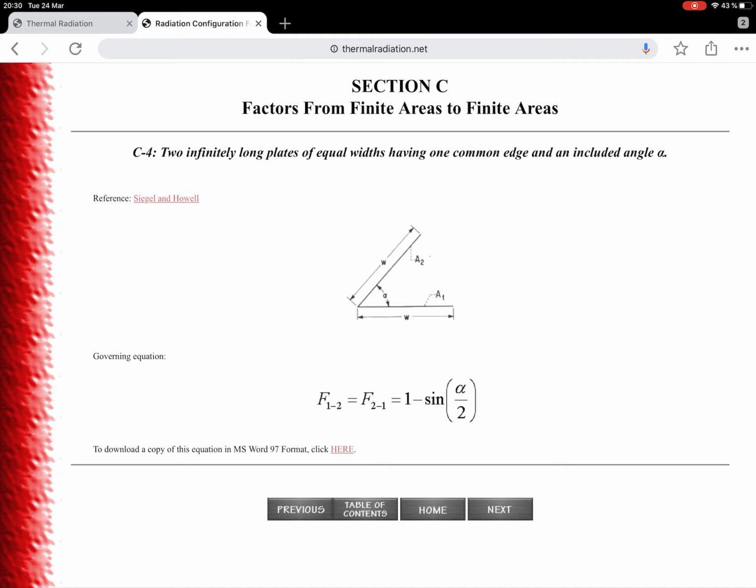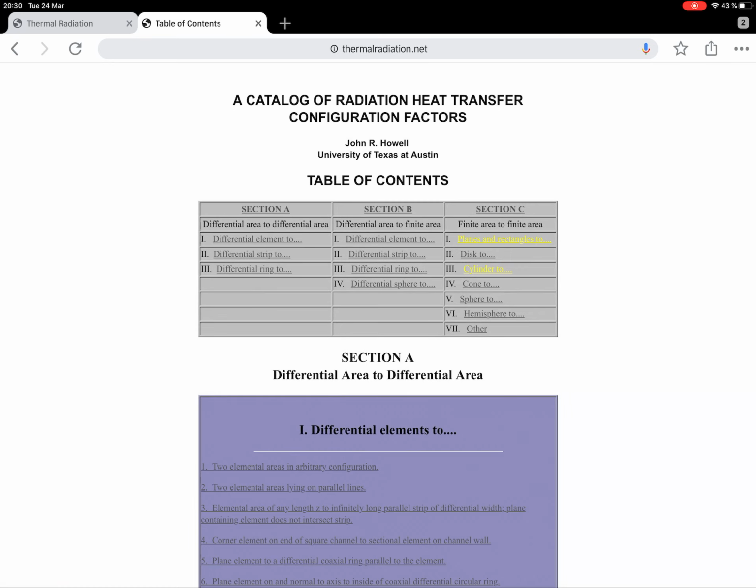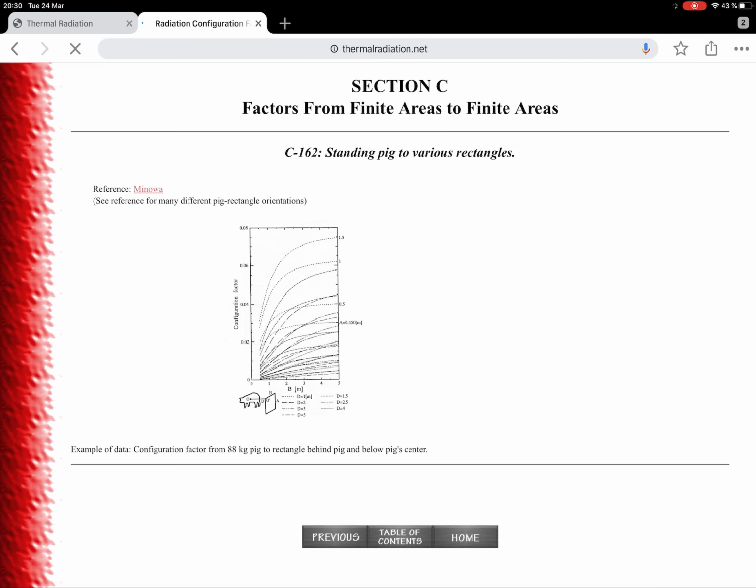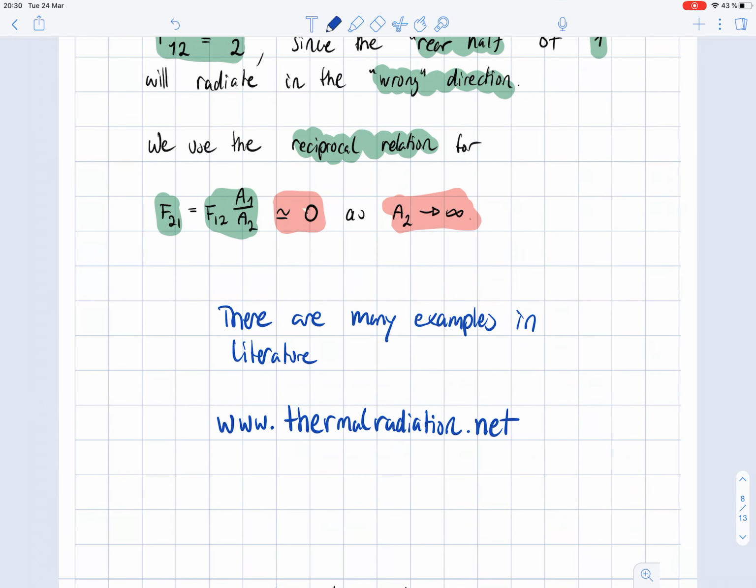So this is an extremely useful reference for those of you working in radiation. Of particular interest is this one called Other, where we have the very useful relations for a view factor for a standing pig to various rectangles. So thanks to Andre for sending me this link, and for contributing to the content all the way from Canada.